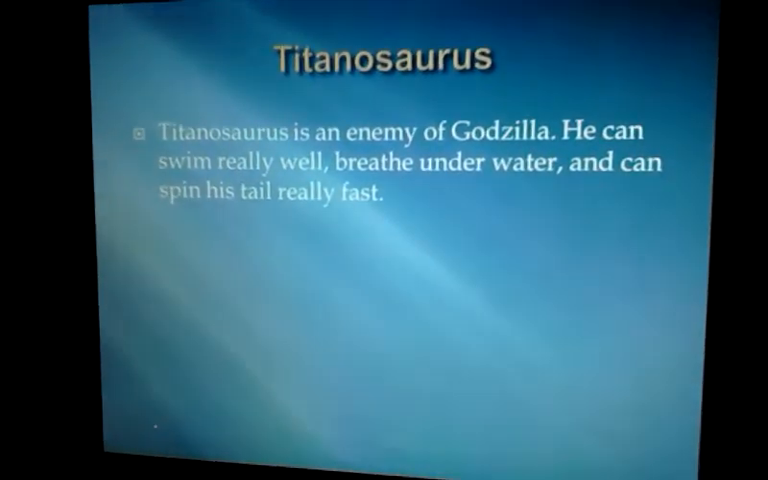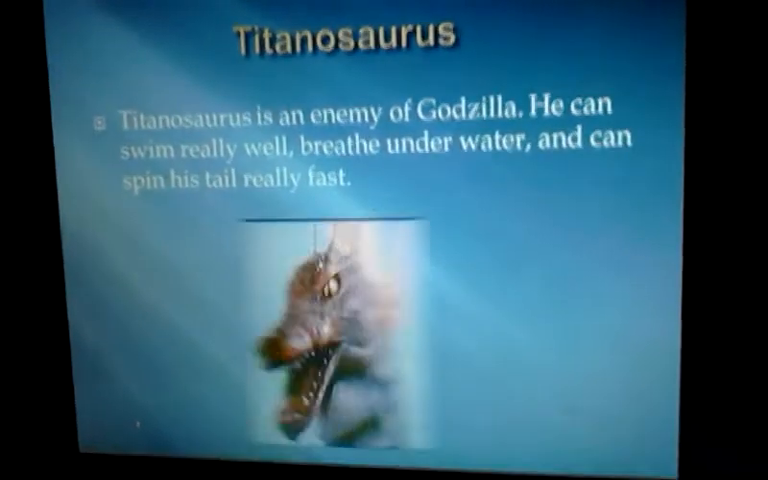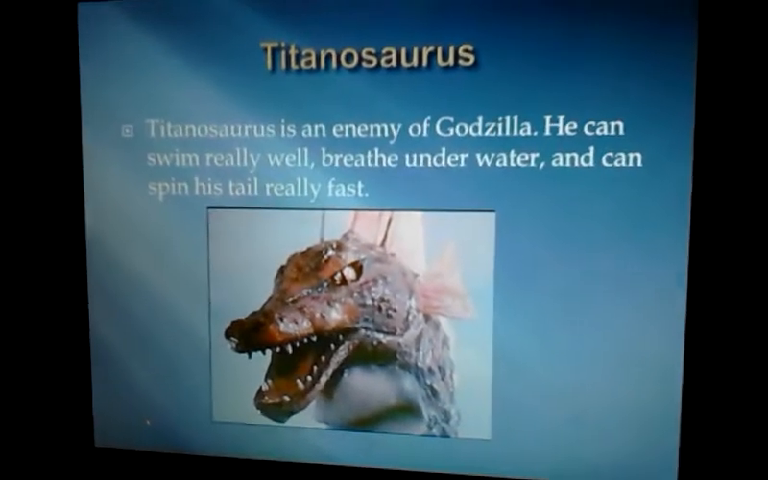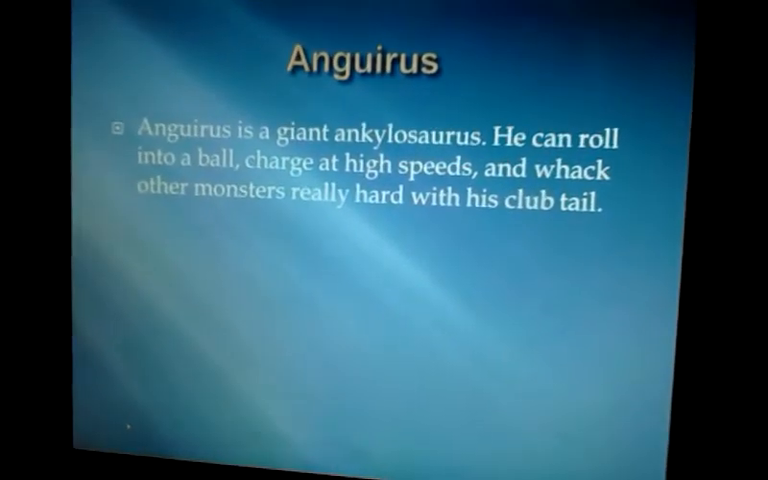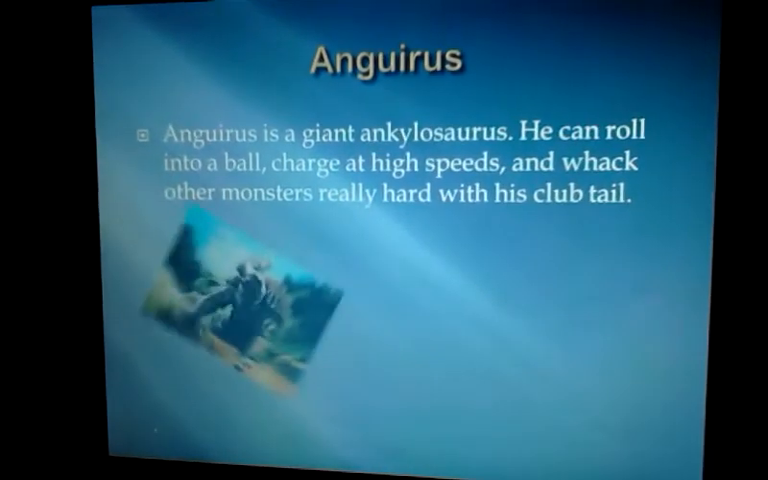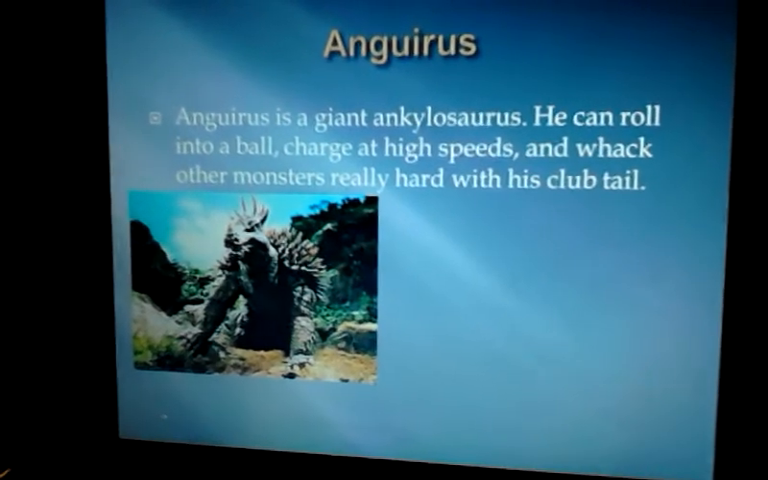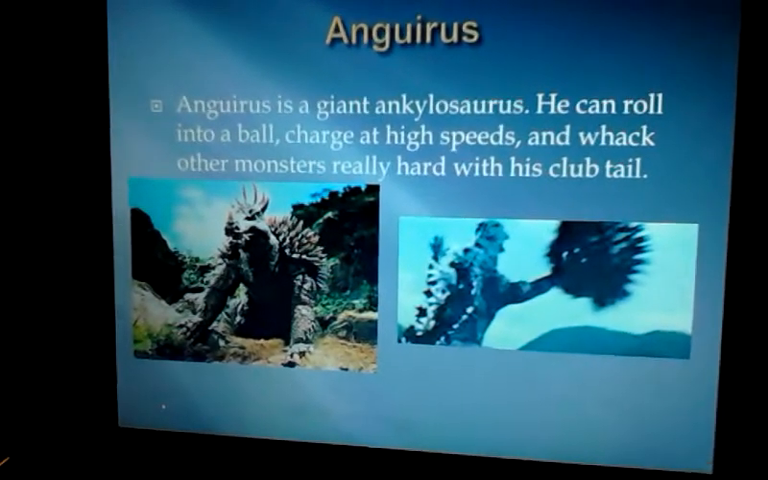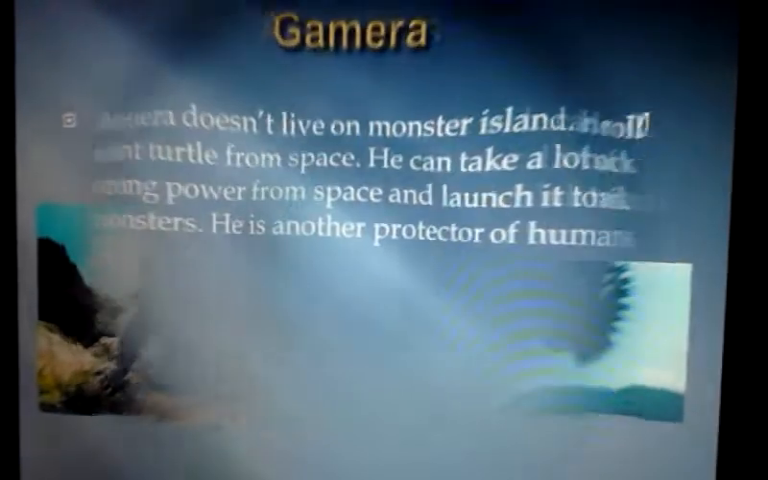This transition is called the Cube. Now this one's about Titanosaurus, and he's just a giant seahorse. Anguirus. Anguirus is our favorite monster because he's really cool. And he's just standing there, but he's just a giant ankylosaurus. And this one, he's flying. He's in a ball flying at Godzilla when they were battling. So he can roll into a ball and launch himself.